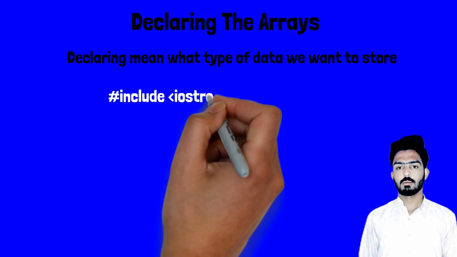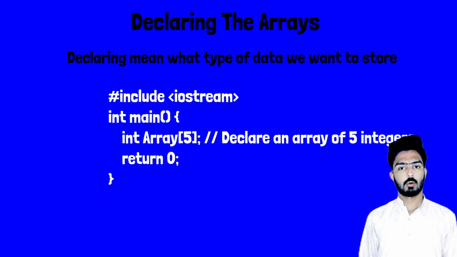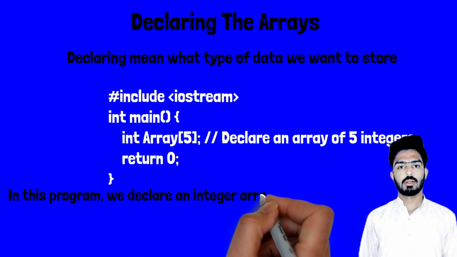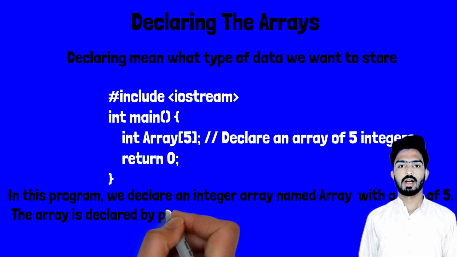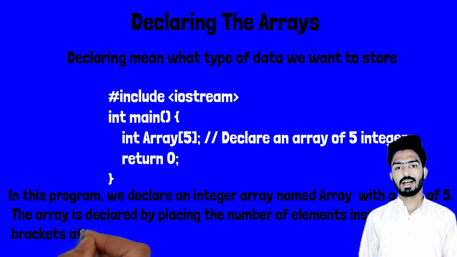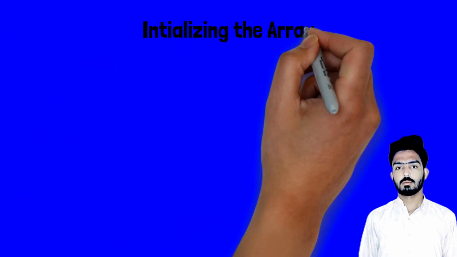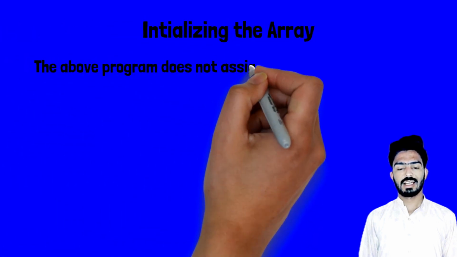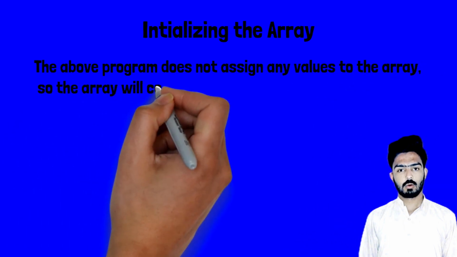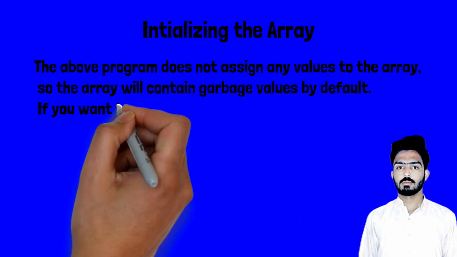Here we have a program. In this program, we declare an integer array named array with a size of 5. The array is declared by placing the number of elements inside square brackets after the array name. The above program does not assign any values to the array, so the array will contain garbage values by default.